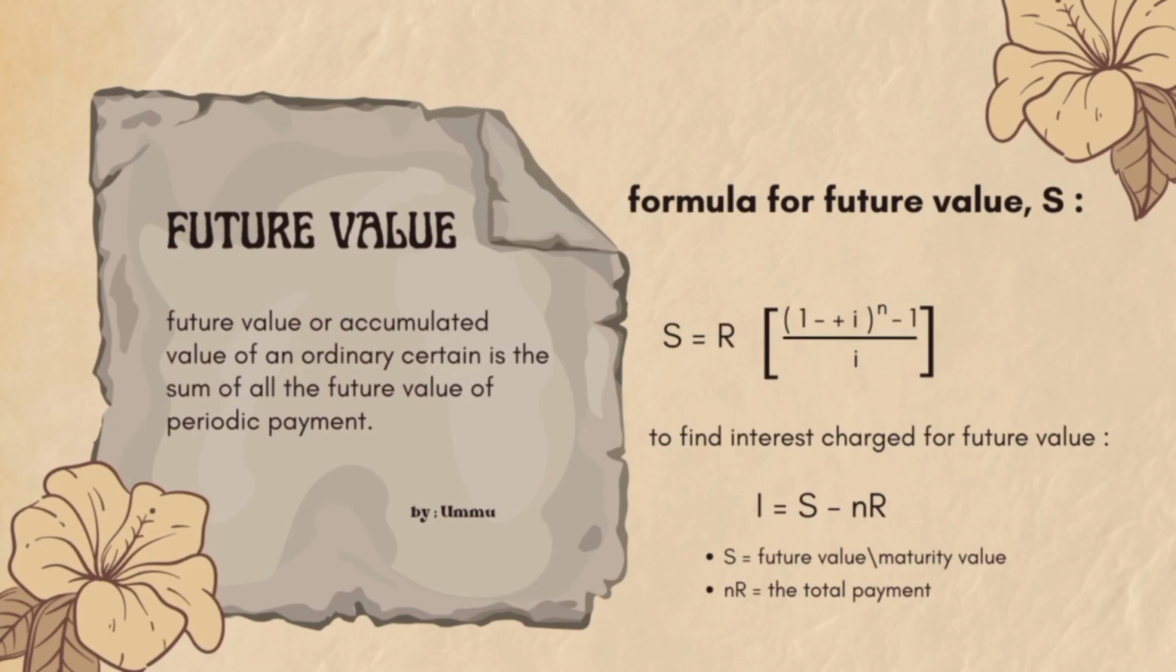The formula for future value is S equal R in bracket 1 plus I to the power of N minus 1 over I. To find the interest earned or paid from the investment or loan in the annuity, you can use the formula I equal S minus NR, where S is the maturity value and NR is the total payment. But you should be careful about the periodic payment term, because it must be equal to the frequency of conversion. For example, if the nominal rate is compounded semi-annually, the periodic payment must be every 6 months.